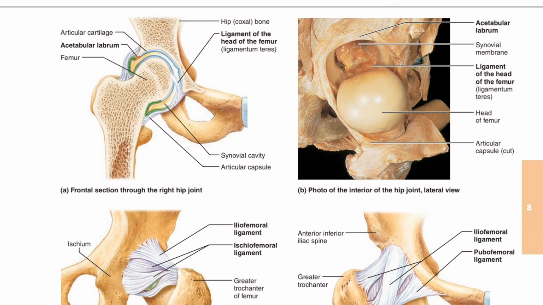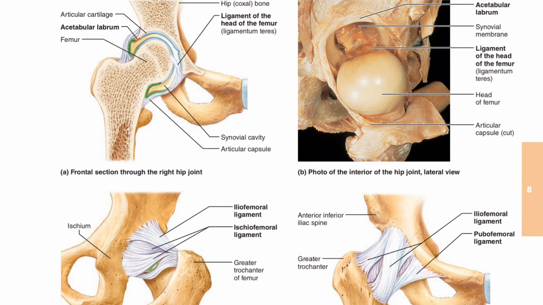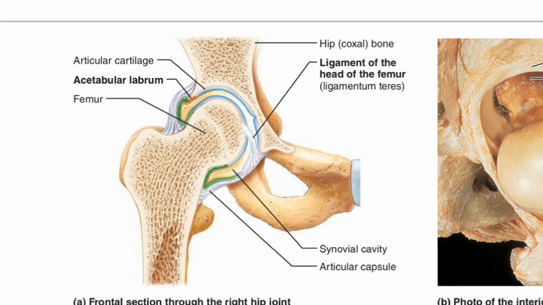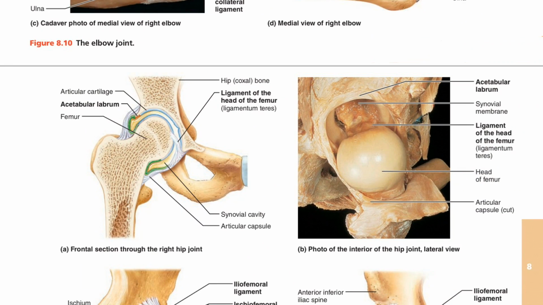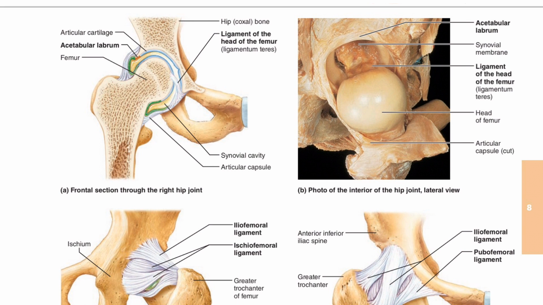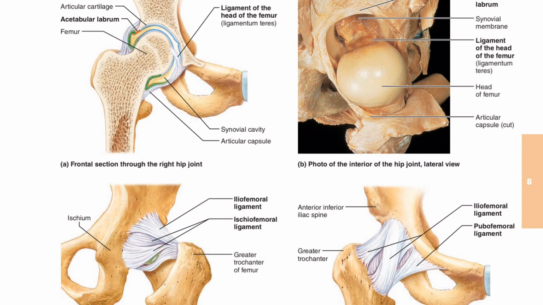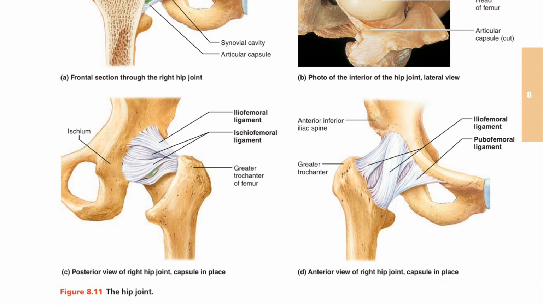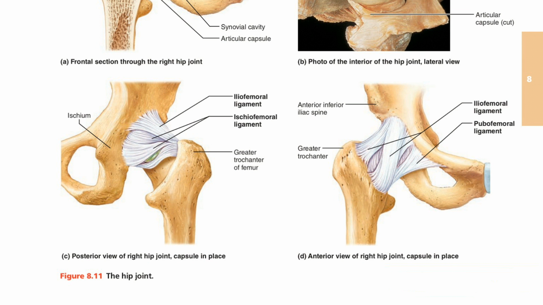Then this joint, the hip joint. We know the hip joint is formed between the head of the femur, and the head fits in the acetabulum of the hip bone. So this is the hip joint. Read all the names. Then with the ligaments.